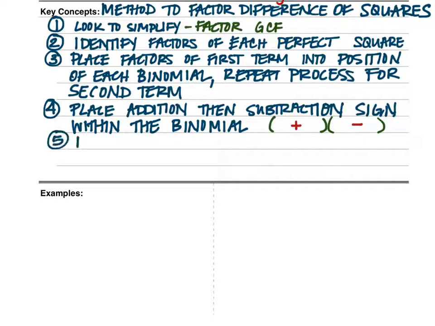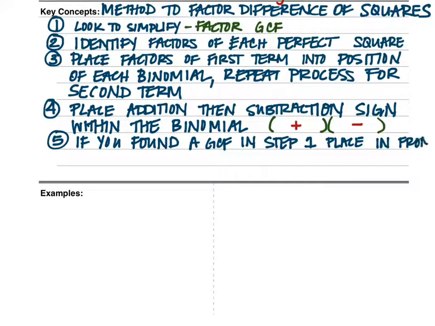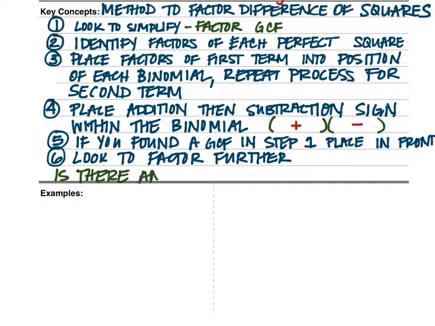For step 5, if we found a greatest common factor, we're going to place it in front of these binomials. So again, if we found a GCF in step 1, it's only if we found one. Then we're going to place it in the front of the two binomials. And finally, we're always going to look to see if we can further factor. So is there another GCF or a difference of squares?